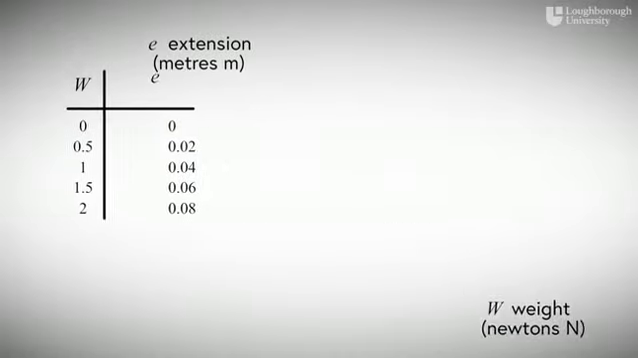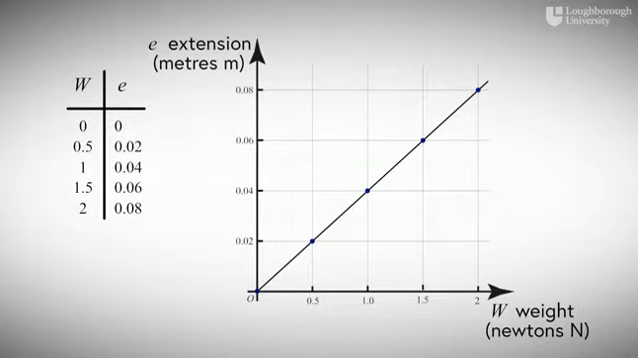Each pair of values, weight and extension, can be represented by a point on the extension weight graph shown here. Note that this graph has more complicated scales than the ones we have seen earlier. The horizontal axis has a scale marked in intervals of 0.5. The vertical scale has intervals 0.02. Don't be put off by this added complication. Everything we have learned already applies in the same way as before.